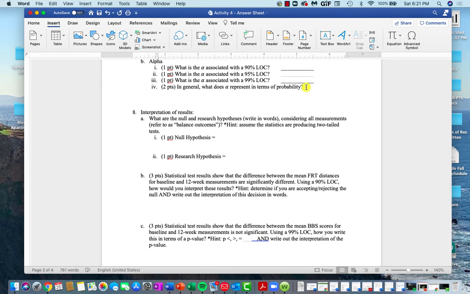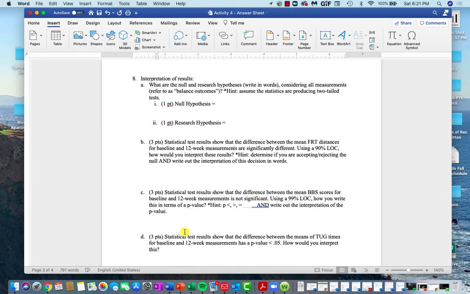The last question in this section is, in general, what does alpha represent in terms of probability? If you write alpha represents type 1 error, that is not acceptable. Okay, so in terms of probability, what does it refer to?